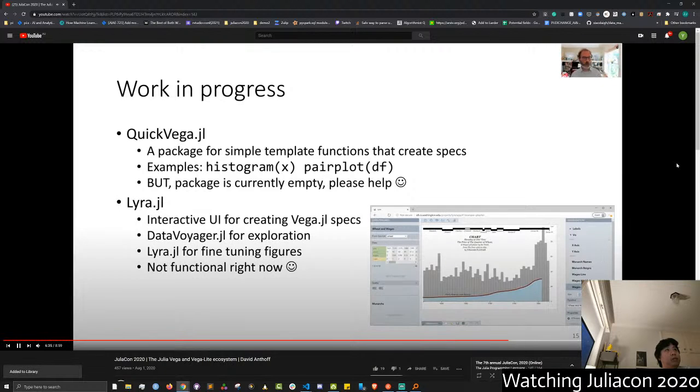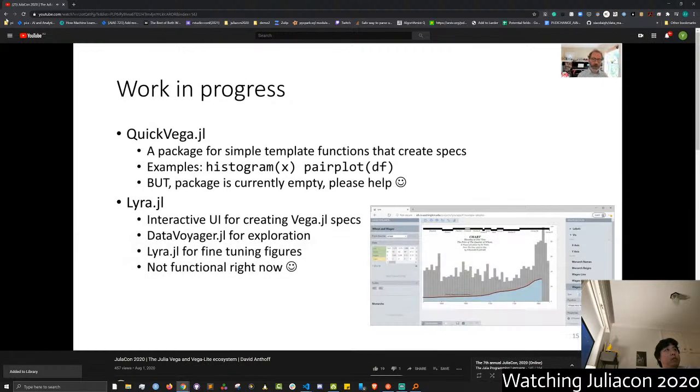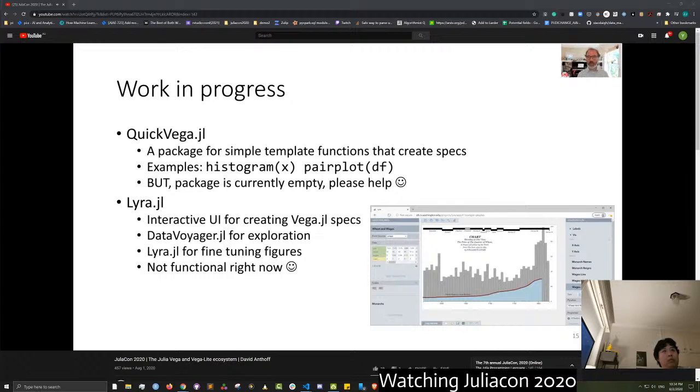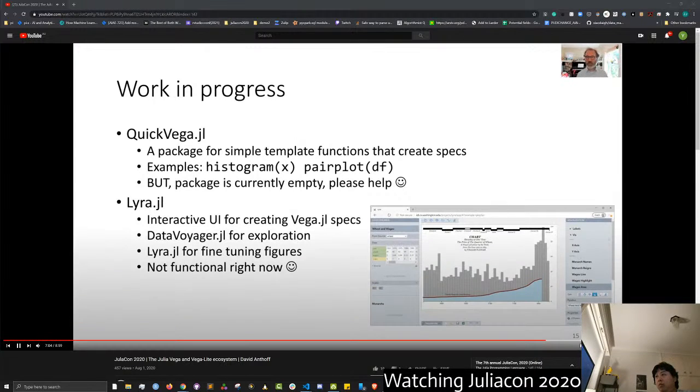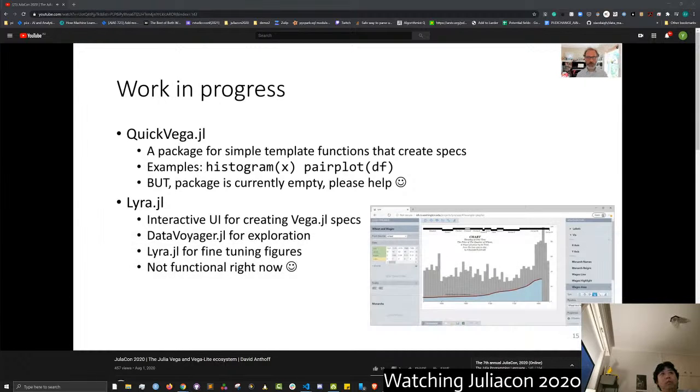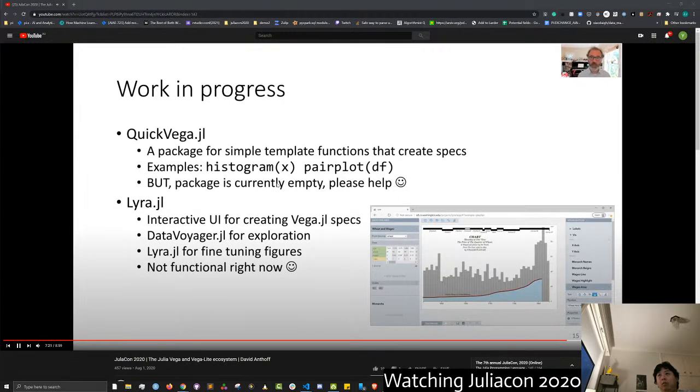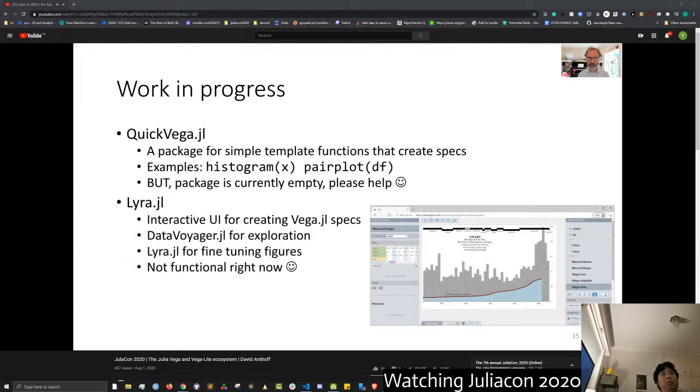A second project I'm working on is called Lyra.jl. It's an interactive UI for creating Vega specs. So it's similar to what we already have with Data Voyager, but it targets Vega instead of VegaLite. So what's the difference between these two UIs? Data Voyager is really meant as an exploration tool for data sets. So you get a data set and you want to understand it, and that's where Data Voyager really shines. Lyra, on the other hand, is a tool that allows you to fine-tune a specific plot. That's the niches that these two projects occupy. I should say at this point that the Julia version of Lyra right now is not really functional, but the JavaScript version is actually feature-rich, and it shouldn't take too much time to bridge the remaining problems here.